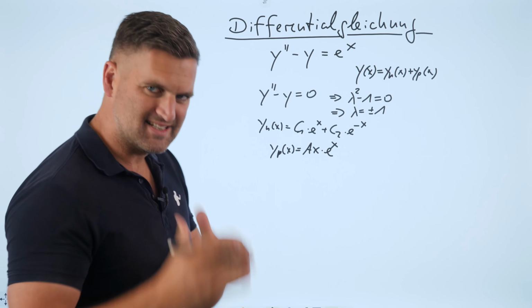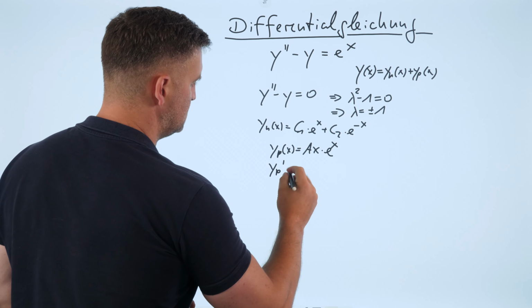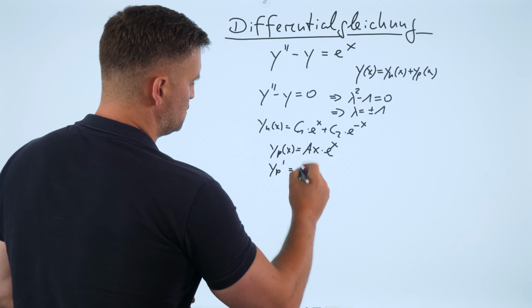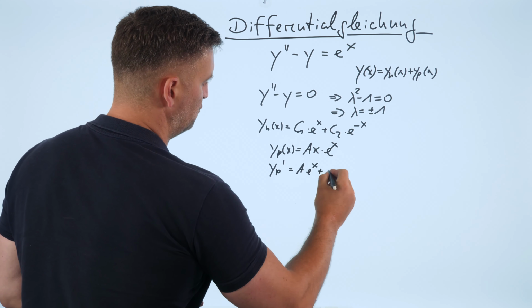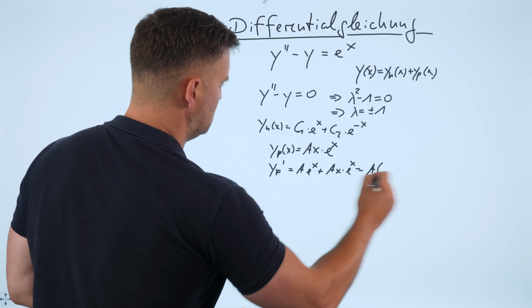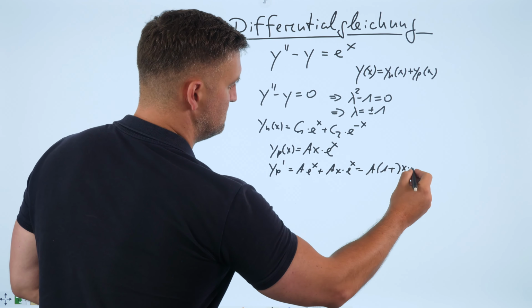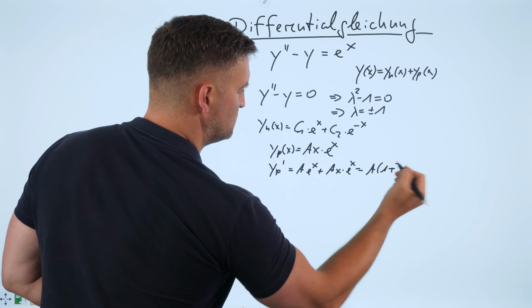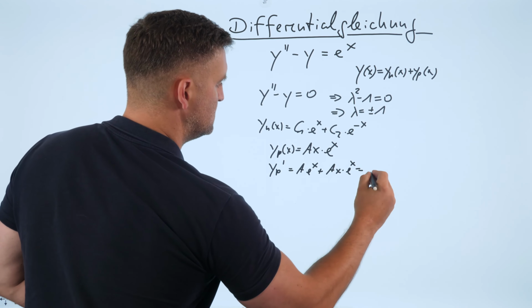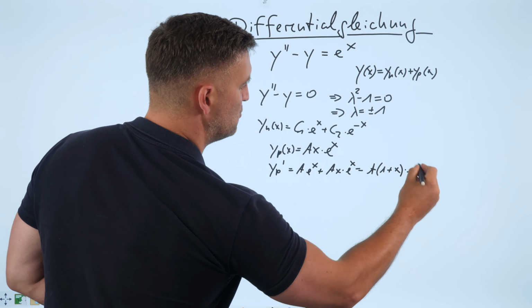Accordingly, now we need two derivatives. Here as well, the vocabulary applies. Yp prime would be u prime times v plus u times v prime, or written differently, a times open parenthesis 1 plus x close parenthesis times e to the x. 1 plus x, of course, goes inside the parenthesis.